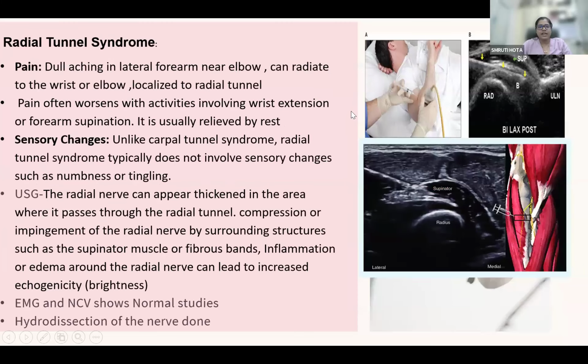Then come to radial tunnel syndrome. Radial tunnel syndrome is a misnomer. In many articles it is written as deep branch of radial nerve entrapment, radial tunnel syndrome, PIN, posterior interosseous nerve entrapment. Most of the articles suggest this is the deep branch of radial nerve entrapment, which is located between the two heads of the supinator. Here in radial tunnel syndrome, there are no sensory or motor changes.